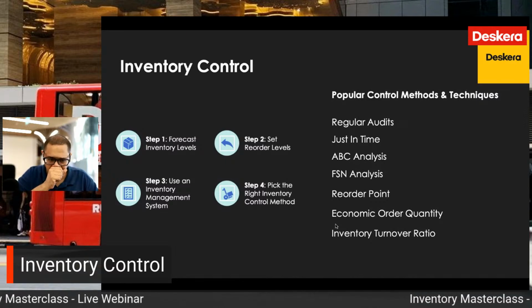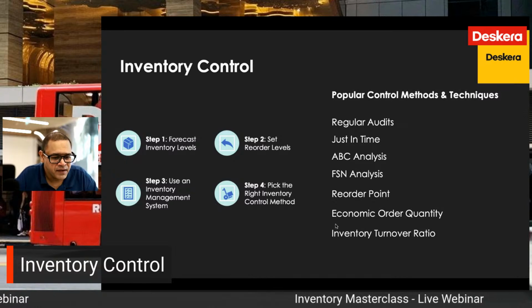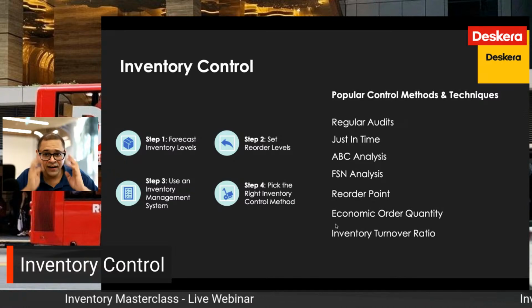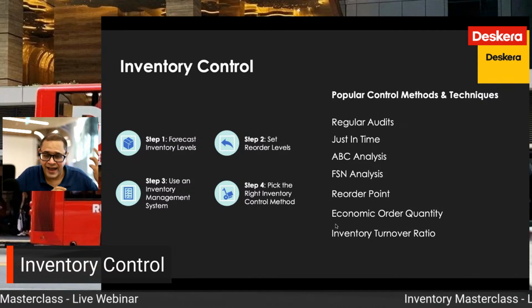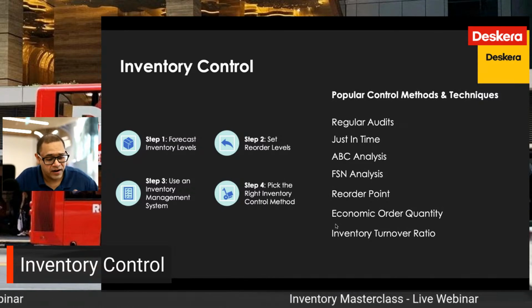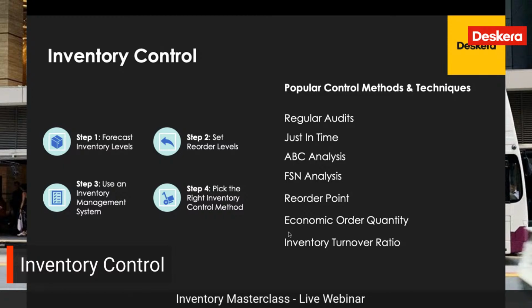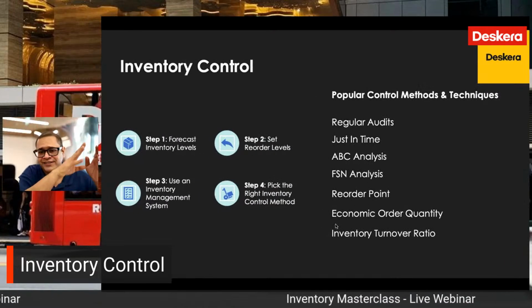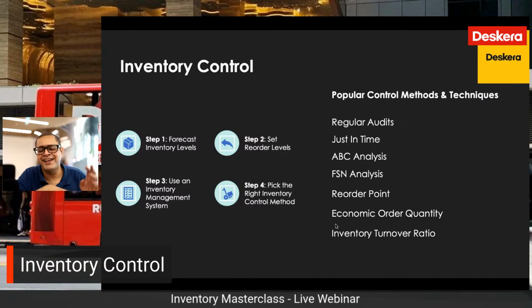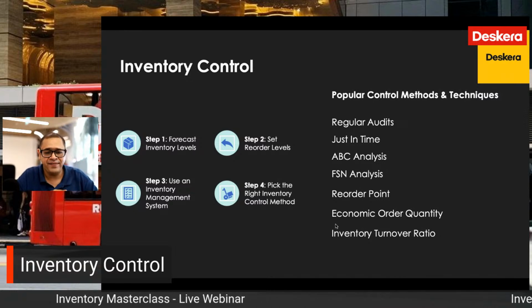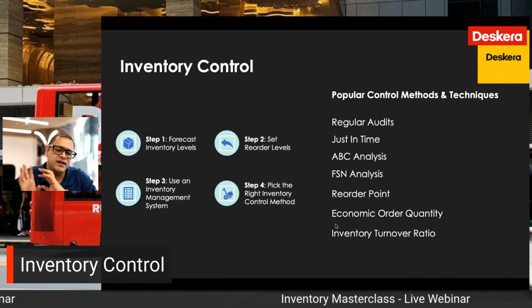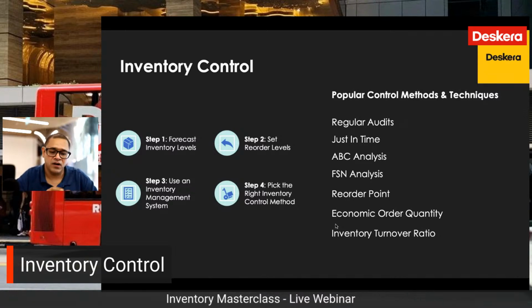And these are some of those steps here. So let's talk about the individual steps first. So first step is to forecast your inventory levels. Then you set reorder levels. You use an inventory management system instead of doing everything manually. So there is lesser chance of error, and all the math and the COGS calculation and valuation is done automatically instead of you having to do it in an Excel file. And then you pick the inventory control method which is right for your business by using one of the methods or techniques that we are going to talk about.